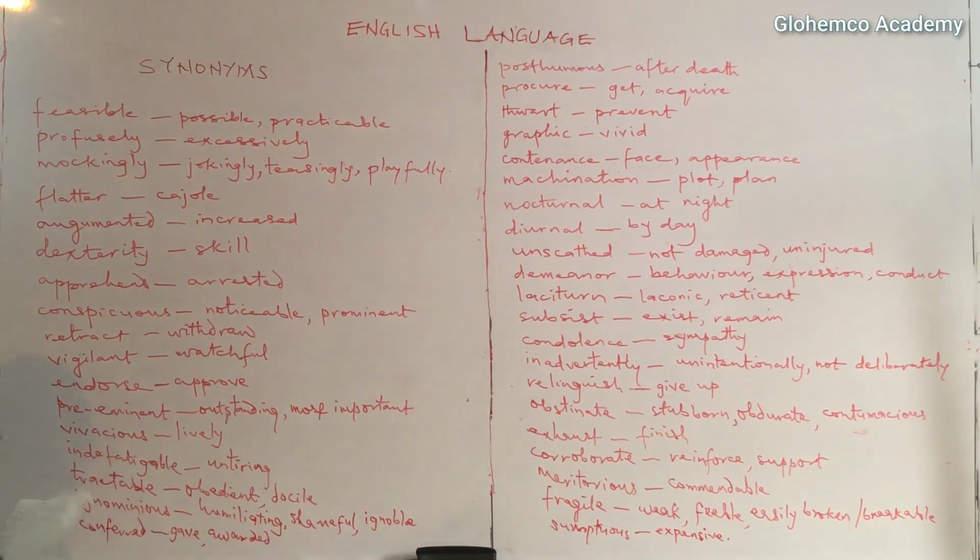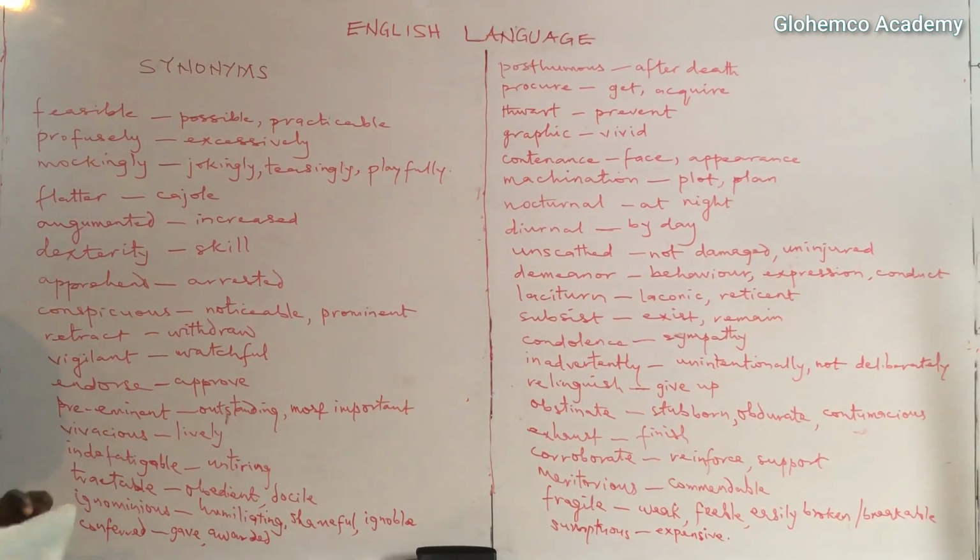All right. Now the next one is flatter. To flatter means to cajole. Now you are trying to praise somebody hypocritically. Praising somebody hypocritically, meaning you are trying to flatter or cajole that person. All right. So augmented, increased. You can take this amount of money to augment the one I gave you yesterday, to increase.